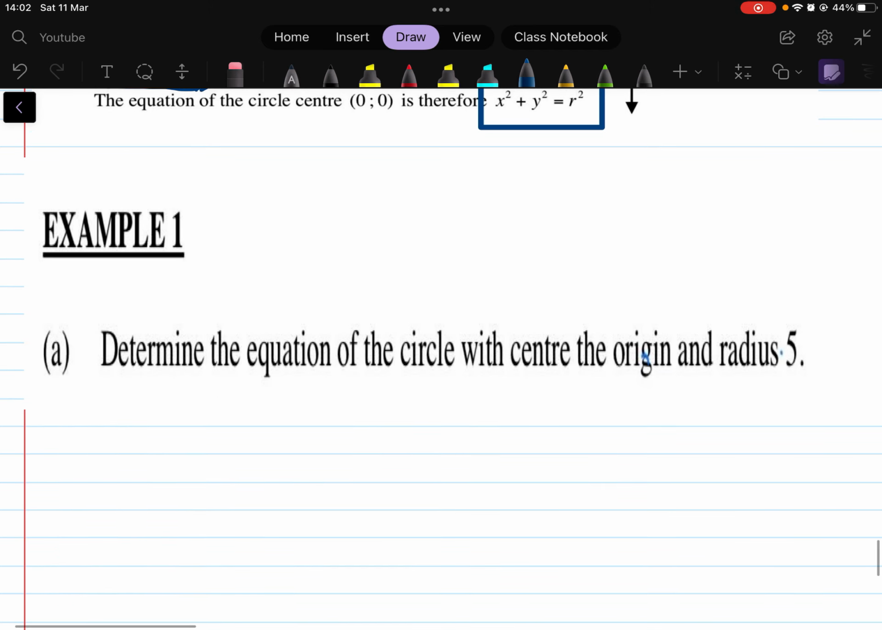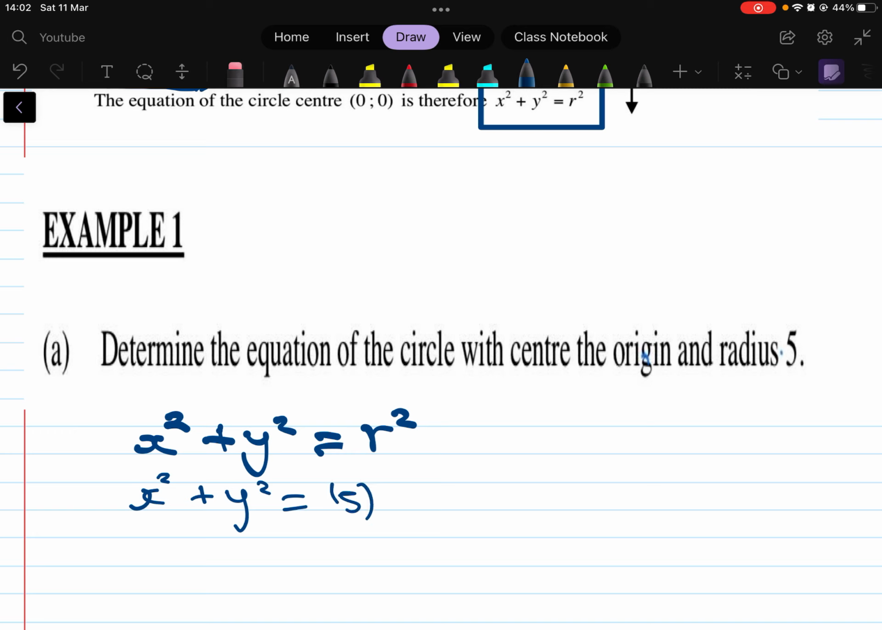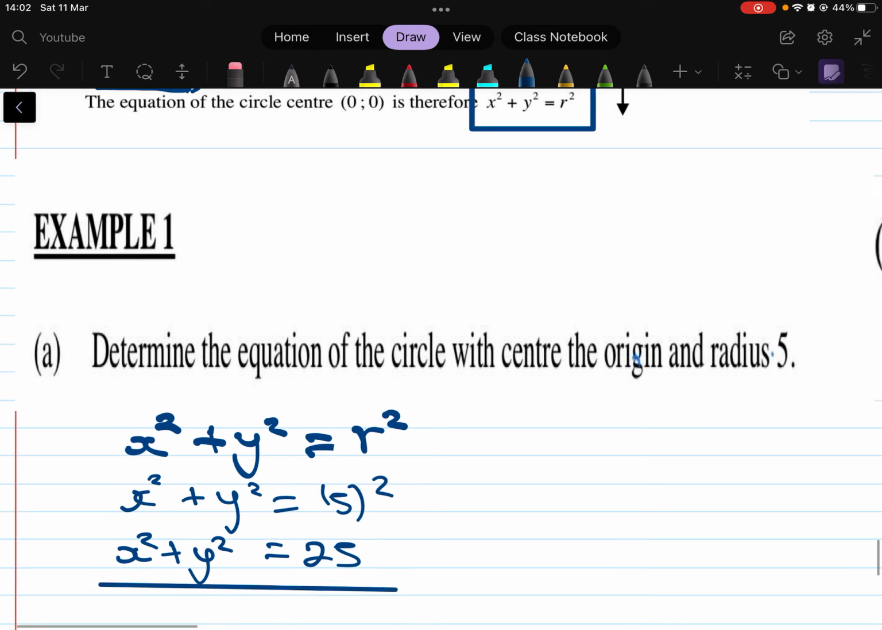Okay, let's look at example 1. A, we are required to determine the equation of the circle whose center is the origin and the radius is 5. Because it's a circle centered at the origin, we're going to use this standard form. And because we are given the radius, we just substitute the value of that radius. That means our equation is x squared plus y squared equals 25. It is as simple as that.